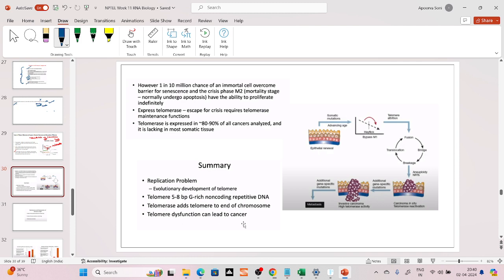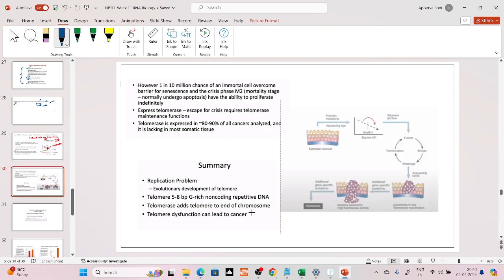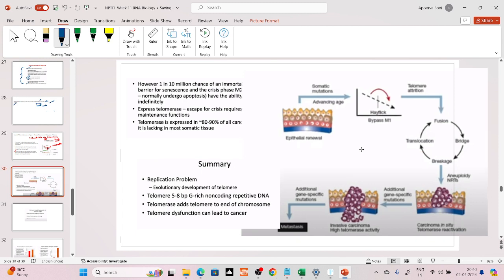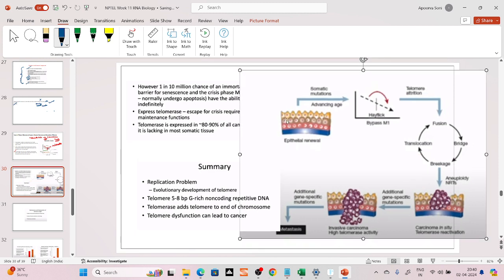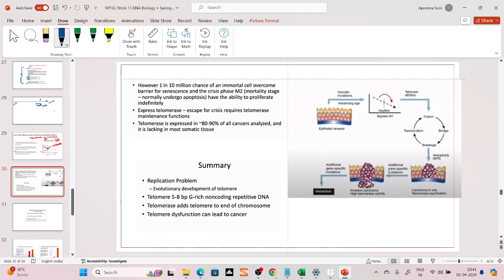This is fine. So now, this is just a diagram; if you want to study, you can just see it, it's nothing much. You can see that up till the Hayflick limit it is happening. If the Hayflick limit, that is the M1 phase, is bypassed, then carcinoma or tumor formation happens. This is just what we have studied, shown in a diagram.